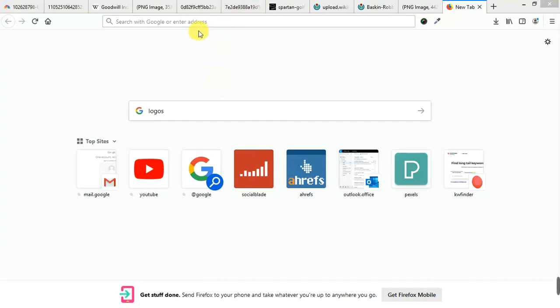Normally I talk about SEO, but today I'm going to talk about logos. That's part of web design. That's part of branding. That's part of making your brand look amazing.